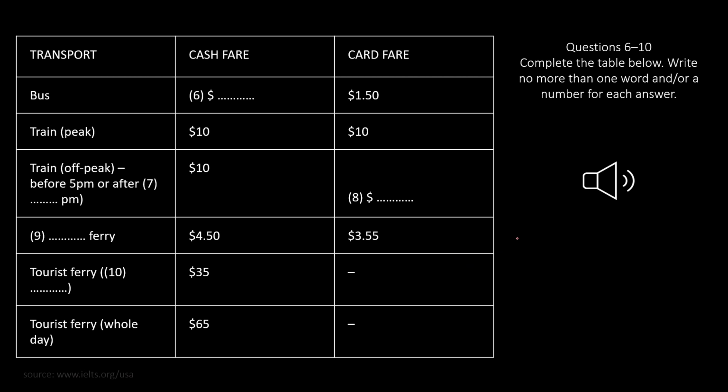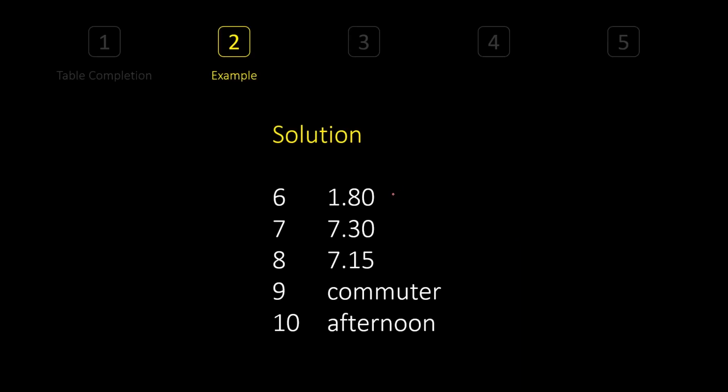Okay, so we are back. I hope you found all the answers, and let's see what the solution is for this. The solutions are: number 6, 1.80; 7, 7:30; 8, 7.15; 9, commuter; and 10, afternoon. Okay, if you got all correct, wonderful. If not, don't worry, the pointers are going to help you go through this.